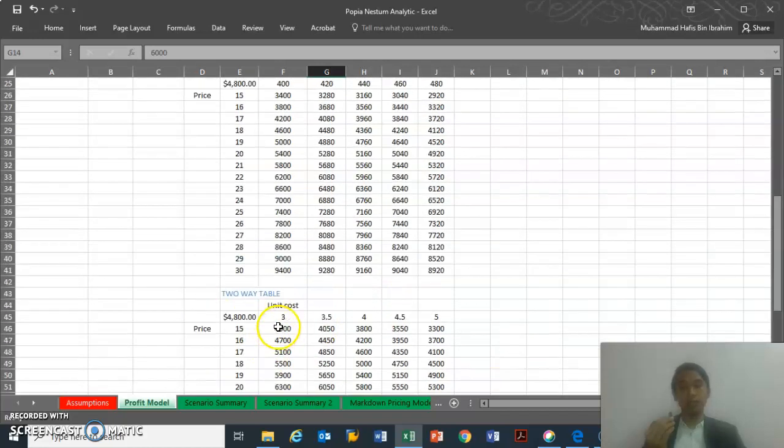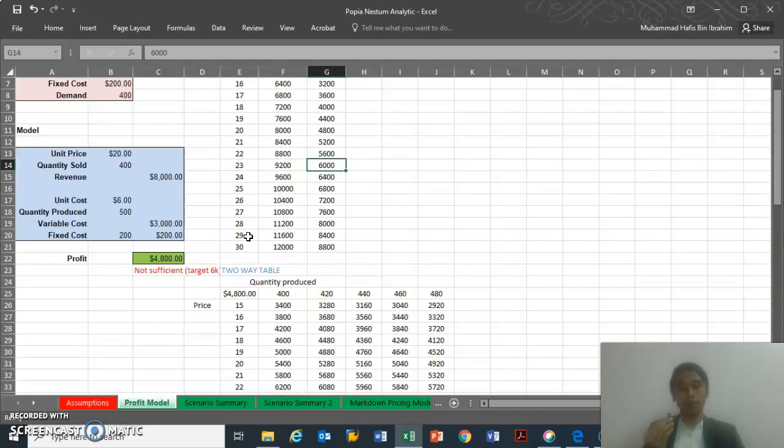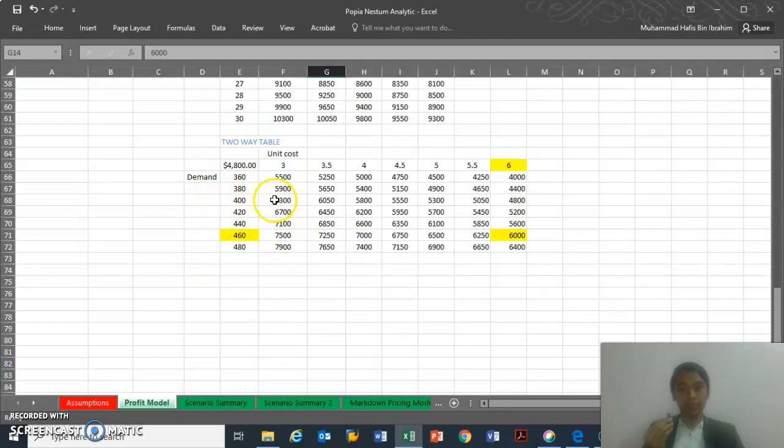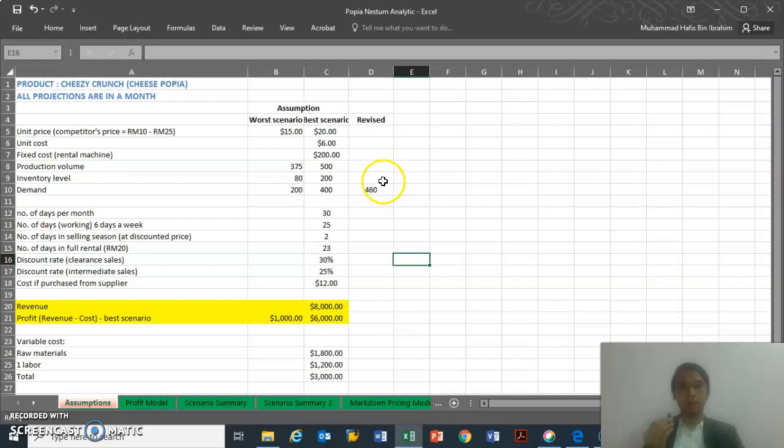Why am I choosing this? Because if I choose to change my price, in order for me to get a profit of 6,000 ringgit, I need to sell my product at 23 ringgit. This is a large amount. So if I'm selling at 23 ringgit, my demand for the product might be reduced. So this is the best for me. So I have revised my demand for the product to 460 units.